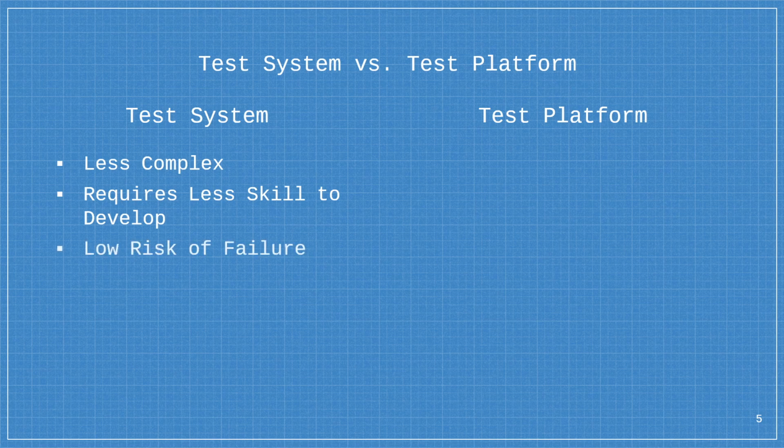They take less skill to develop, but typically you end up with more maintenance issues down the road. The other thing you need to be aware of is that with test systems, there is a lower risk of failure. You have a predefined set of tasks, and usually most test engineers don't have a problem getting to the end goal on top of a test system.